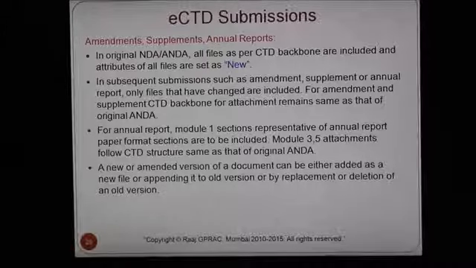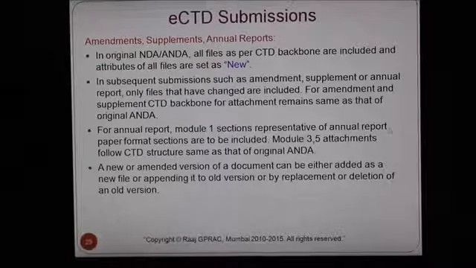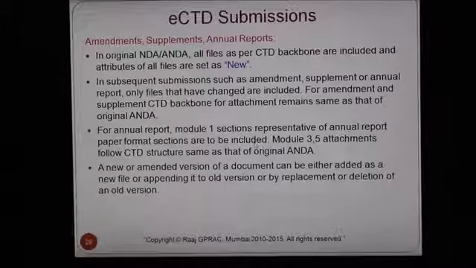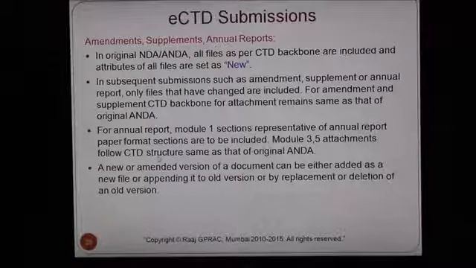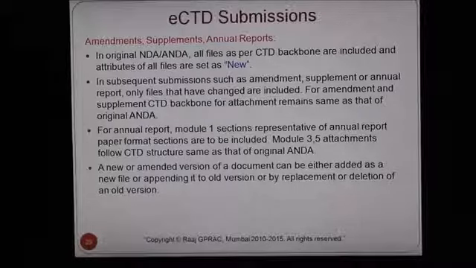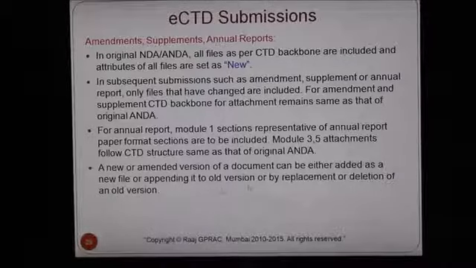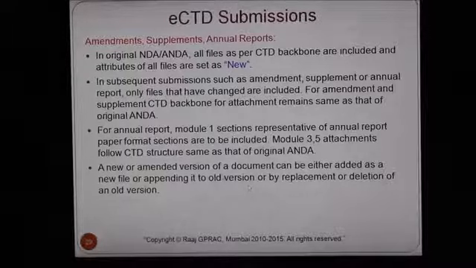Same thing is mentioned in this slide. For annual reports, Module 1 section representative of annual report paper format sections are to be included. Module 3, 5 attachment follows CTD structure same as that of the original ANDA. A new or amended version of a document can be either added as a new file or appended to the old version, or by replacement or deletion of an old version.